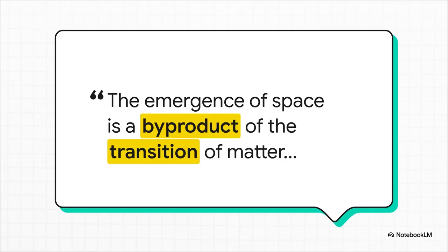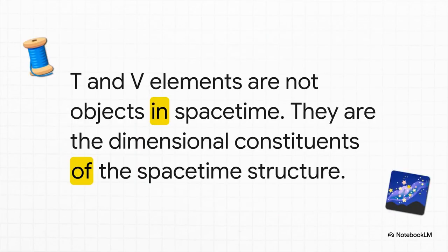The emergence of space is a byproduct of matter. He's saying we've had it completely backwards this whole time. Space isn't the container that holds matter. Space is what happens when matter exists and interacts. So let's be absolutely crystal clear on what this means. Those T and V elements, they're not tiny little balls floating around in three-dimensional space. No, the model proposes that they are the dimensional ingredients of space itself. A particle's structure isn't just located in space, its structure is a tiny piece of the fabric of space.